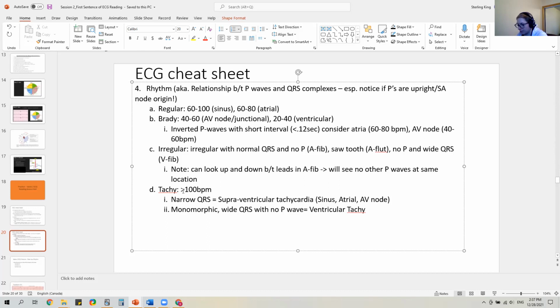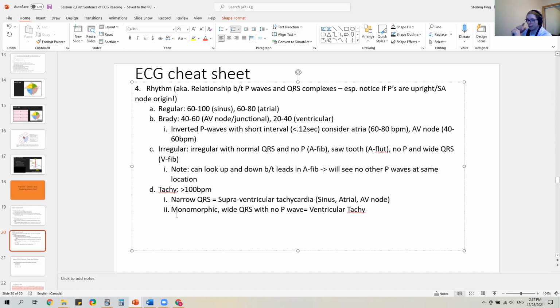Tachycardia, we didn't really talk about this in this lesson, but you can just Google it. Some of them are quite obvious. If it's a narrow QRS, it's probably not the ventricle itself. I covered this in a later lesson on supraventricular tachycardias, meaning above the ventricle: from the sinus node, the atrial muscle, or the AV node.